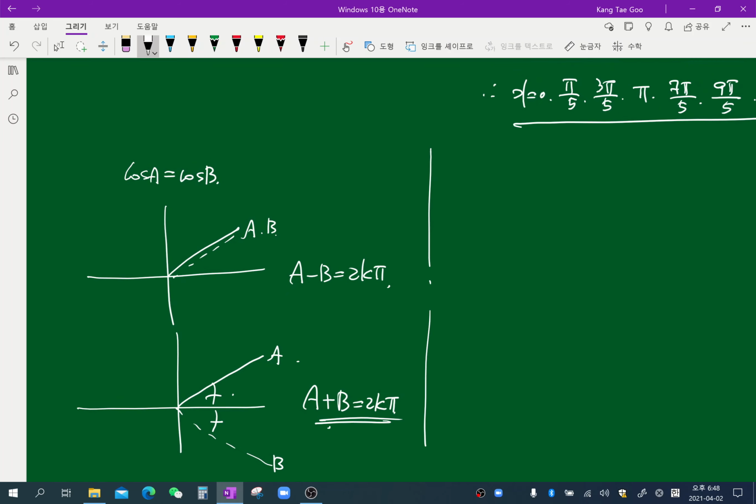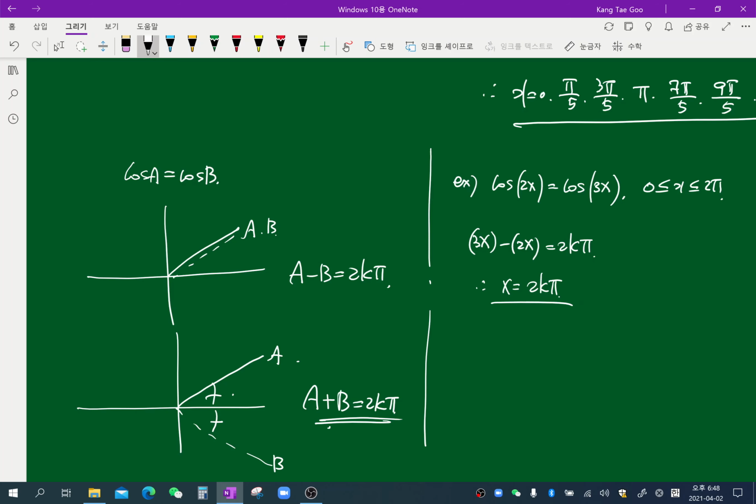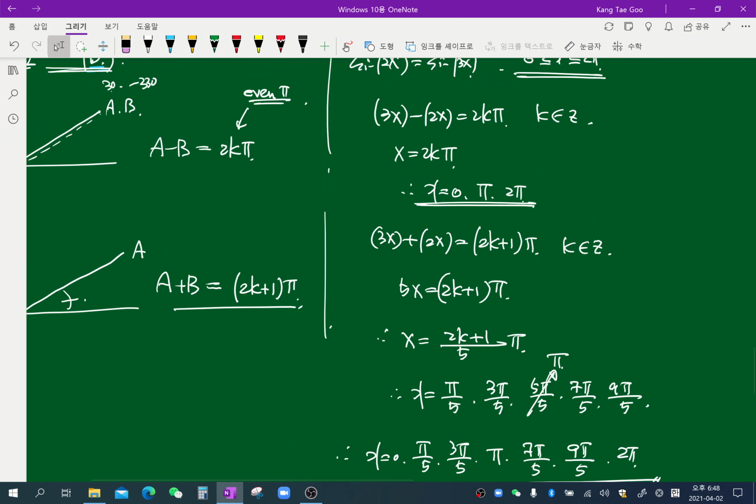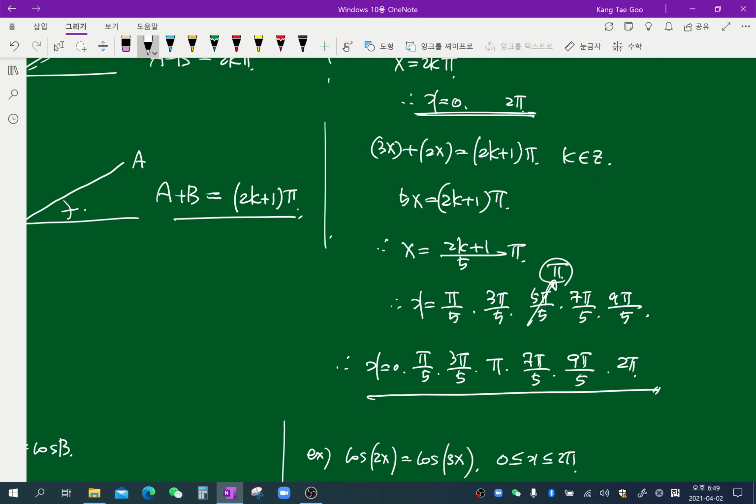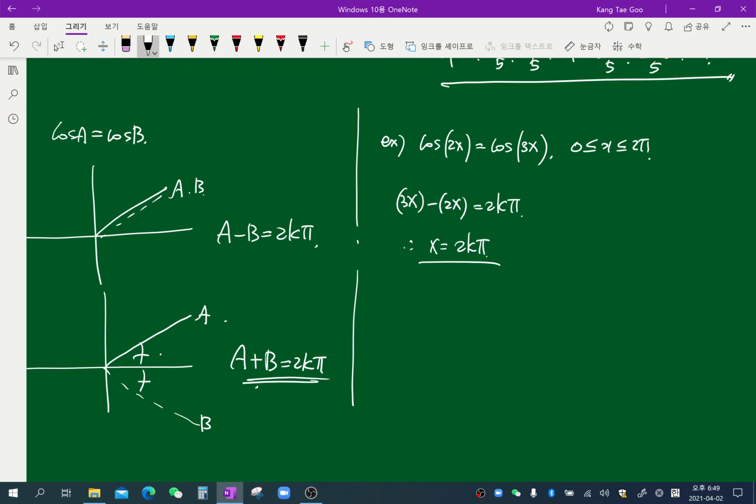Again, the same question I can solve. For example, cosine 2x goes to be cosine 3x from 0 to 2 pi. Then first case, okay, 3x minus 2x goes to be 2k pi, so that x goes to be 2k pi. Oops, I did one thing wrong here. Yeah, pi we don't have, right? Yes, correct. But still we have pi here, so that the answer is correct. Anyway, so that x goes to be 0 and 2 pi only.